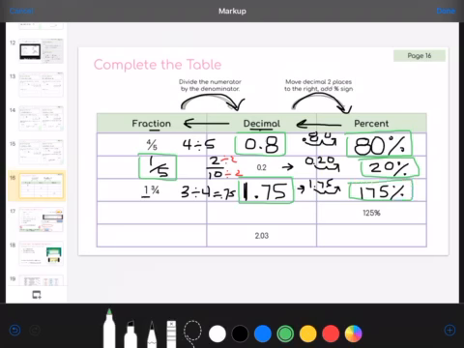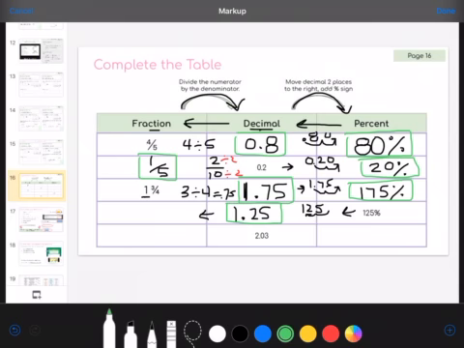Now I'm starting with a percent, and I need to go this way. So starting with a percent, I need to first get rid of the percent sign. And then I need to change it to a decimal by moving my decimal 2 places to the left. So that'll give me 1.25. So 125% written as a decimal is 1.25.